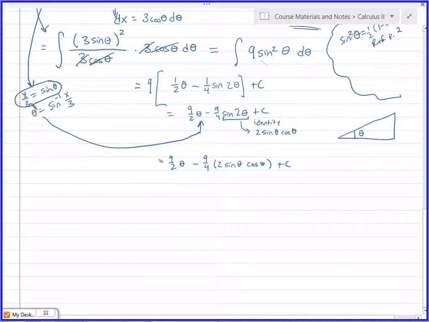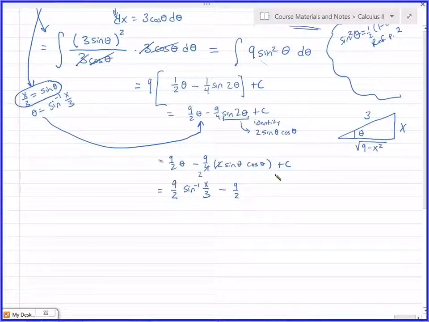If sine of theta is x over 3, sine is opposite over hypotenuse, so x over 3, which makes this one square root of 9 minus x squared, which is exactly the thing we've seen before. Okay, so plug everything in that we now know. 9 halves sine inverse of x over 3, that's the theta, minus 9 fourths times 2 is 9 halves.